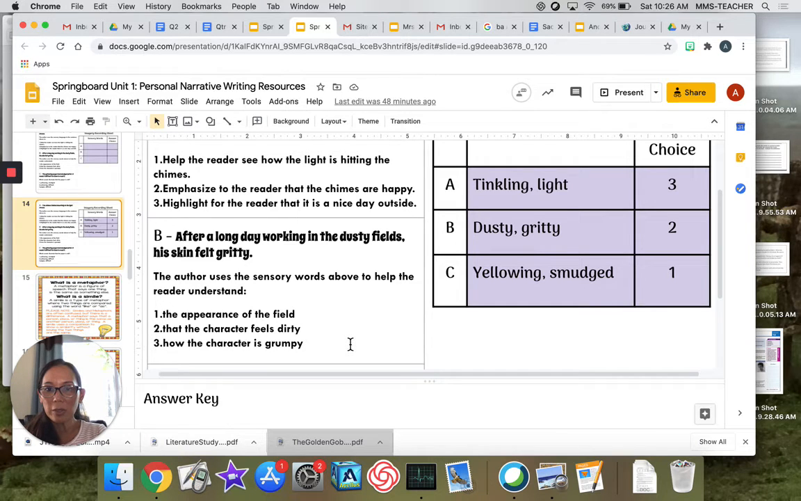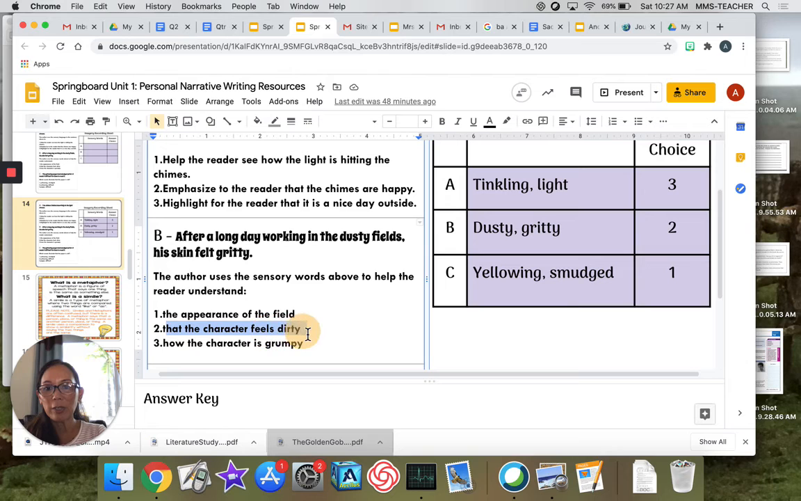The author uses the sensory words above to help the reader understand 1, the appearance of the field, 2, that the character feels dirty, or 3, how the character is grumpy. Now, the best choice would be number 2. And let's read it again. After a long day working in the dusty fields, his skin felt gritty. So the best choice is answer choice 2, that the character feels dirty. And that's what the author wants us to understand about how the character is feeling.